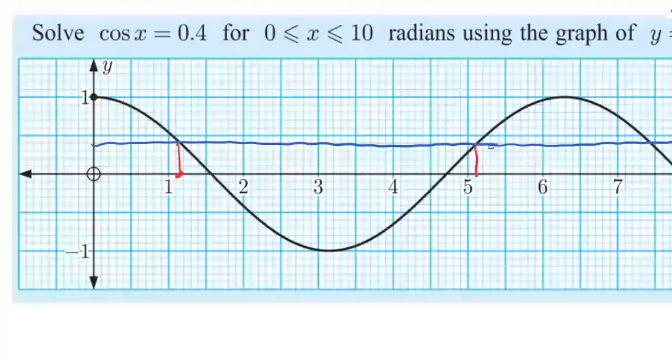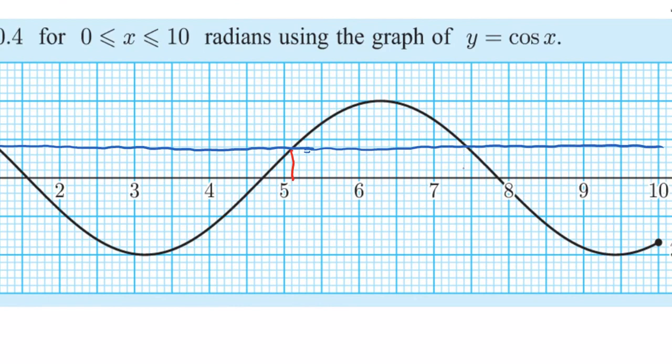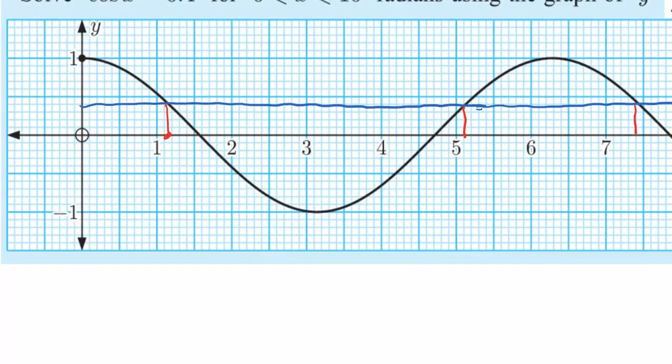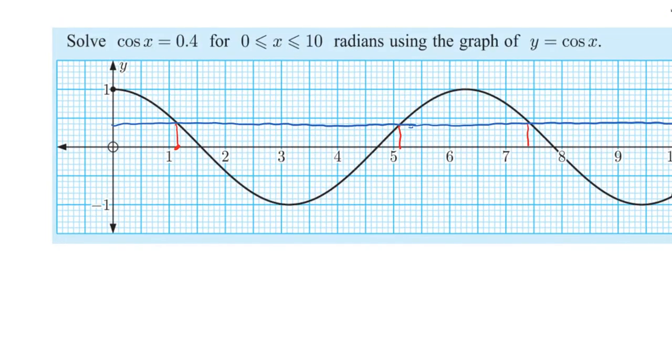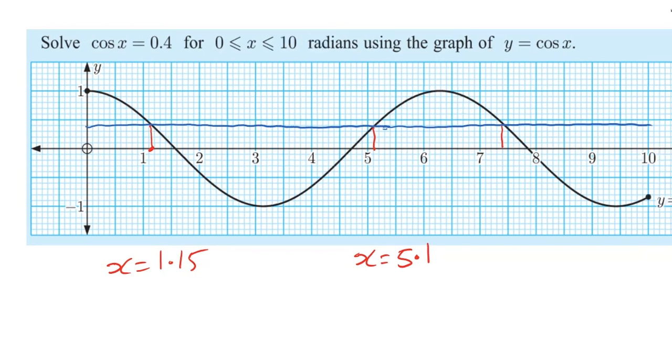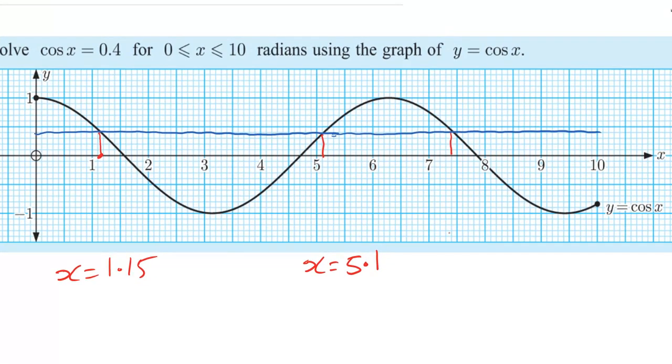We've got another one here, and we have a third solution here as well. So we have three different solutions. Let's try and read this off. Very roughly, using an estimate only, we could say that x is equal to 1.15. Maybe we could say x is equal to 5.1. And from this one, we would probably say x is equal to about 7.4.